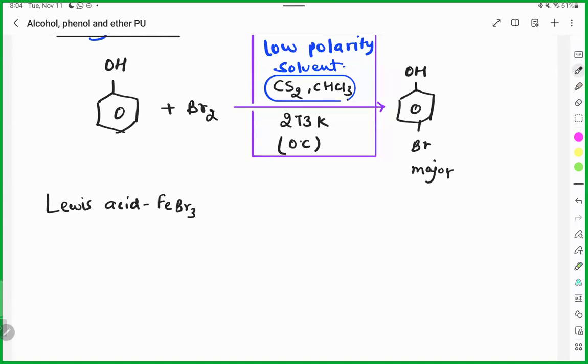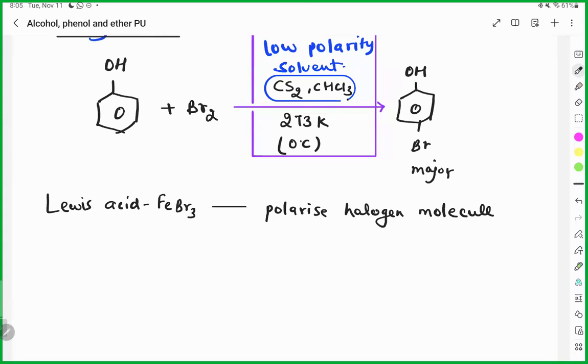See, CS2 or chloroform is a low polar solvent, so they do not polarize the bromine or phenol, right? But Lewis acid can polarize the halogen molecule. And if it polarizes the halogen molecule, it means it can easily produce bromine positive ion and poly substitution will happen. Got it?